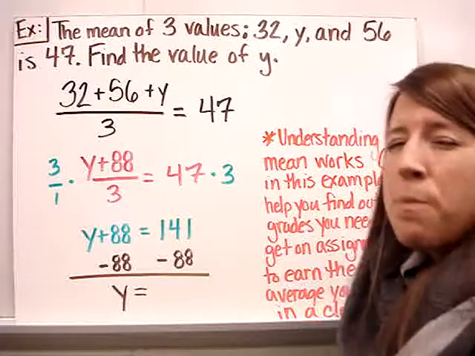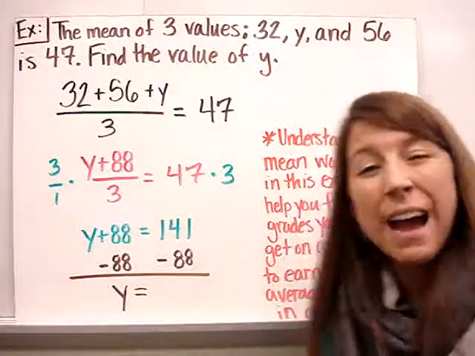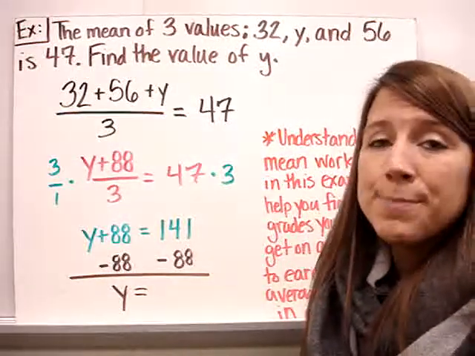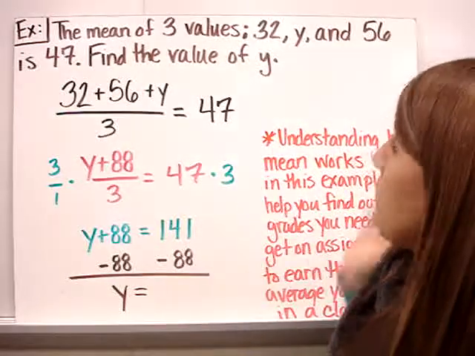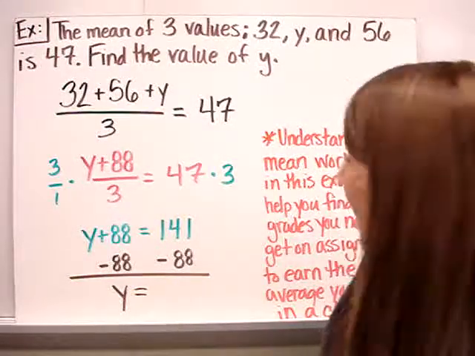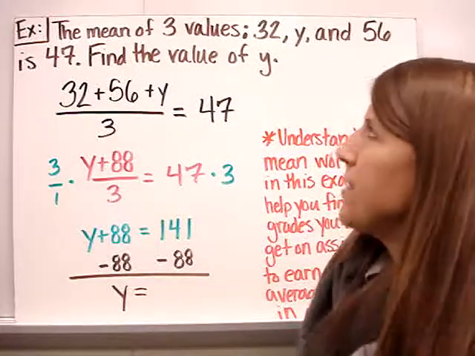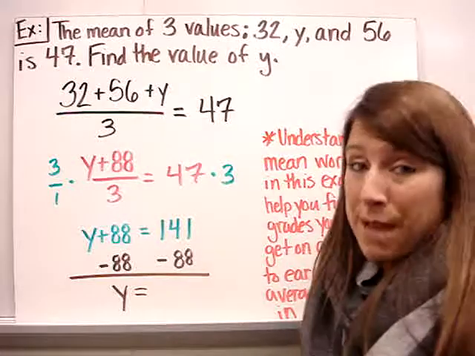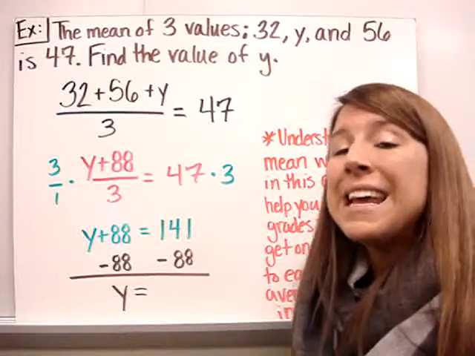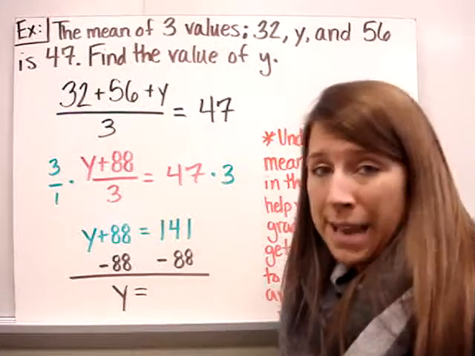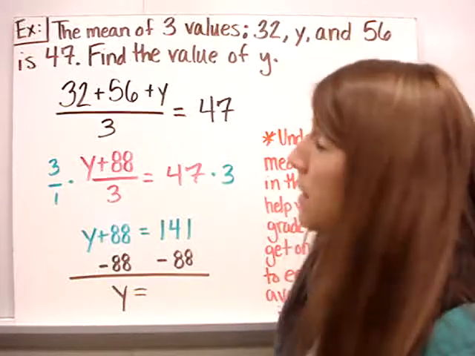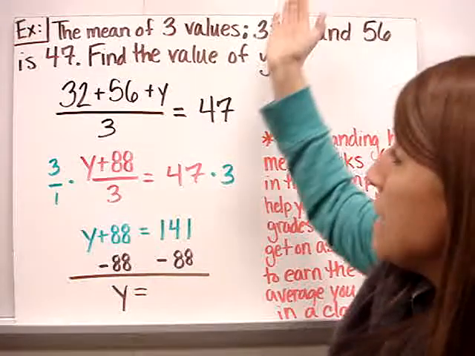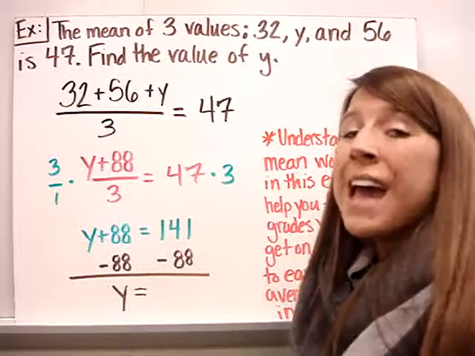Here is an example that you may encounter if you're working on a section with measures of center, specifically the mean. The mean of 3 values, 32, y, and 56, is 47. Find the value of y. So it's not actually asking you to find the mean. It's expecting you to understand what the mean is and work with how you find the mean to find another piece of unknown information. In this case, we know that we add the 3 values together and divide by the number of values there are to get the mean.